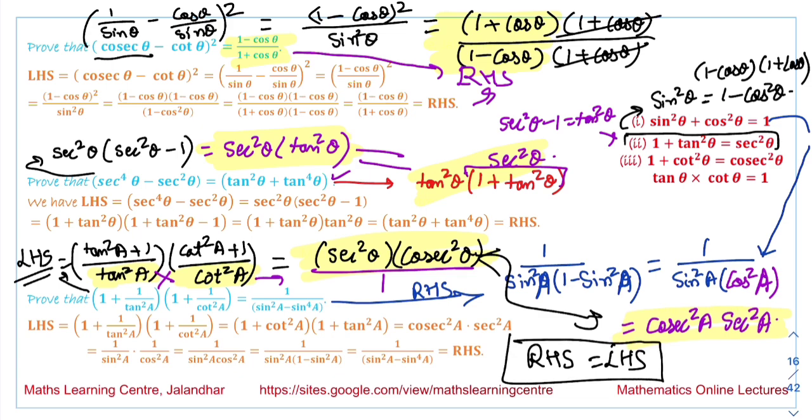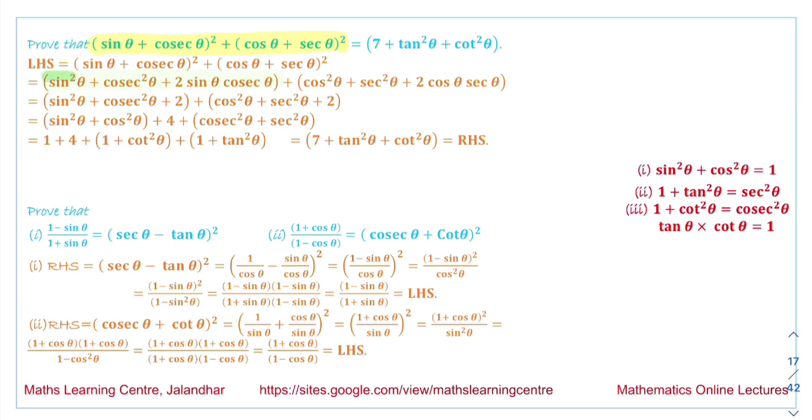Now next, this identity is given. If we consider the left hand side and we open this whole square term, we will get sin square theta plus cosecant square theta plus 2 sin theta into cosecant theta. This is corresponding to this first square. Corresponding to this second square, we will get cos square theta plus secant square theta plus 2 times cos theta into secant theta. Look at this term, 2 cos theta into secant theta. What is cos theta into secant theta? It is 1. Sin theta into cosecant theta, it is 1.